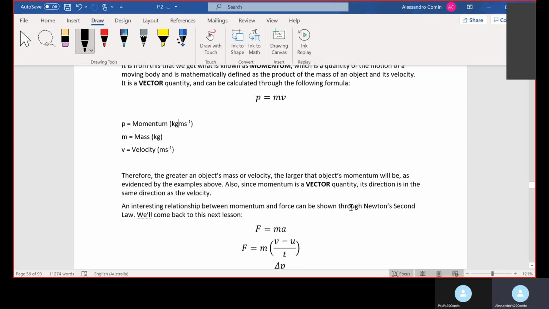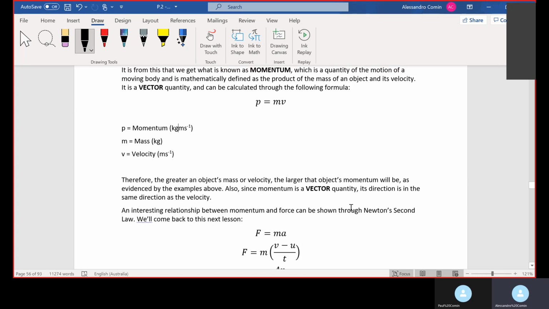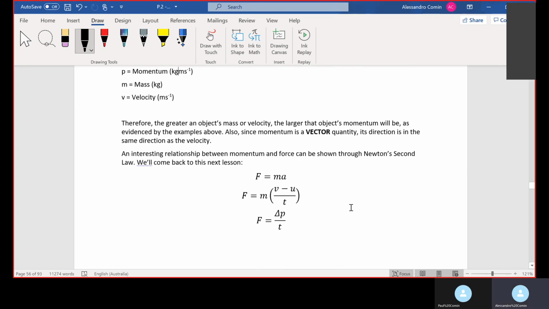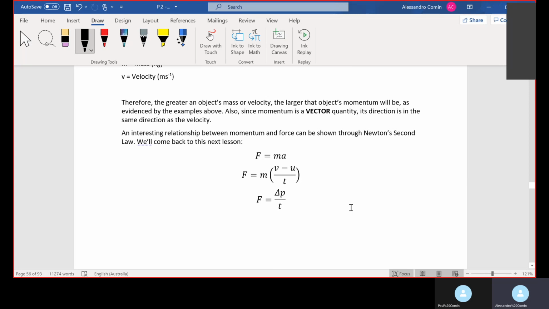Also, since momentum is a vector quantity, its direction will be in the same direction as the velocity. And because momentum is a vector, we can find the resultant and sum it and things like that, like we'll be doing in module 1 and with forces earlier in this lesson. There's a very interesting relationship between momentum and force, and we're going to talk about it next lesson.